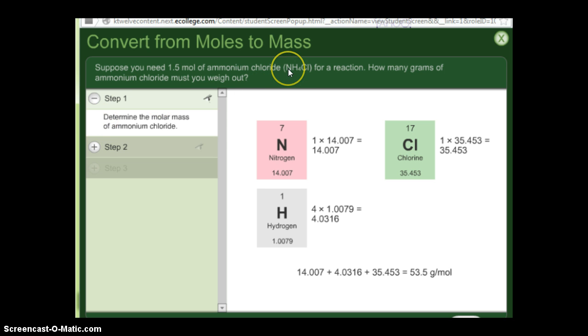Okay, so it has one N. How many H's? 4. How many chlorines? 1. So 14 for the mass of the nitrogen plus 1.0079 times 4 for the mass of our hydrogen. And there's only one chlorine, so 35.453, which equals 53.5 grams per mole. Again, units are super important.